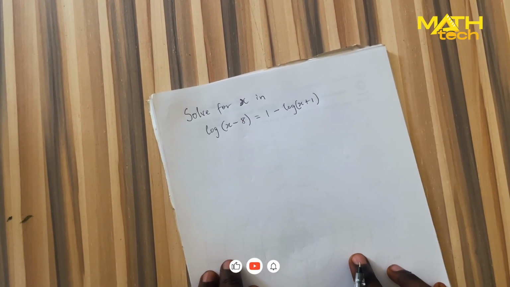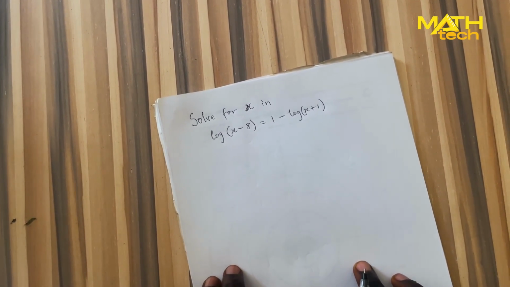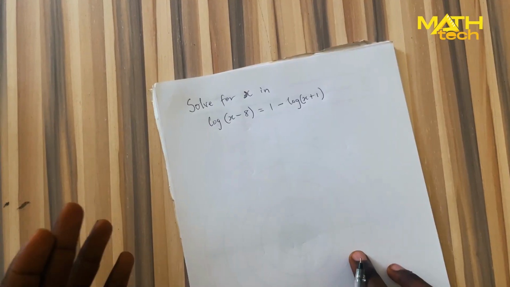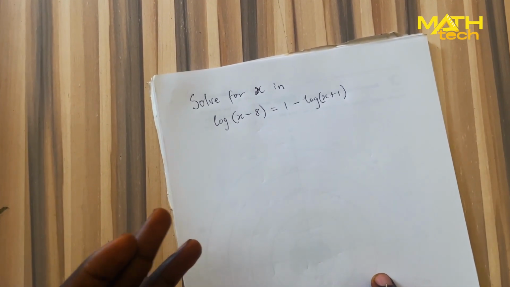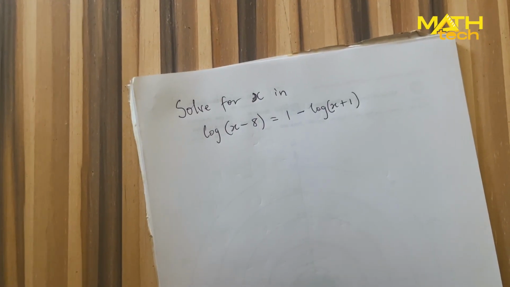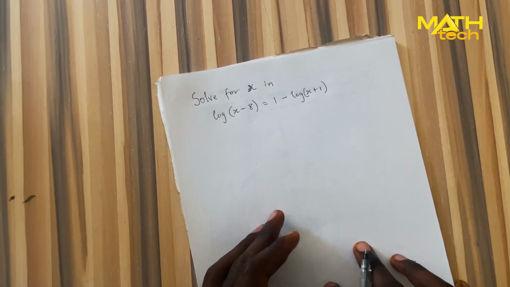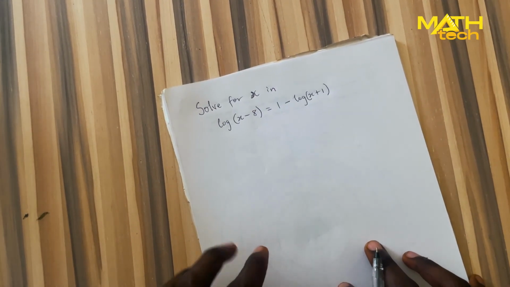And in this episode of Problem Solving, we will be solving a simple logarithmic equation. Now, this is the problem here. Solve for x in log(x - 8) equals 1 minus log(x + 1). You can see here the x - 8 is in brackets and the x + 1 is in brackets.